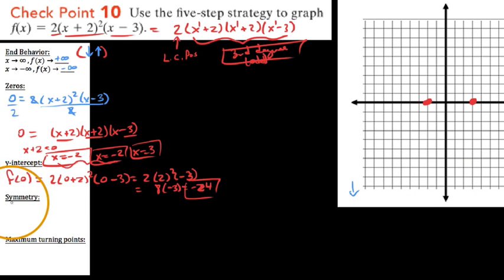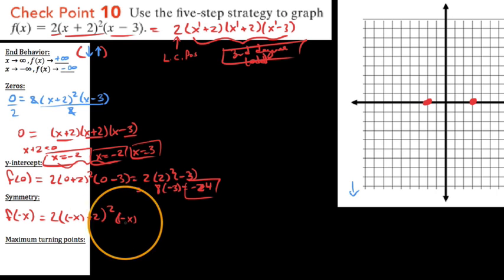And we say symmetry. Okay, so symmetry. If we plug in a negative x, let's see what happens here. I would get f of negative x would be 2 times negative x plus 2 squared times negative x minus 3, which is not the same thing we started with. And as a matter of fact, it's not exactly the opposite thing we started with, so this has no symmetry.